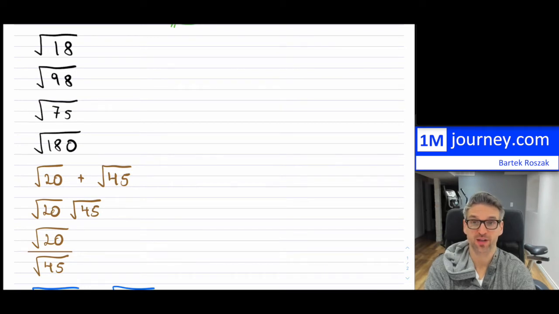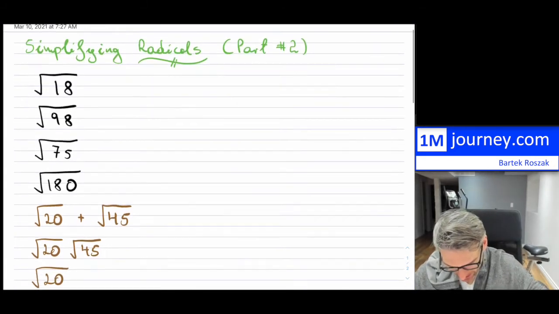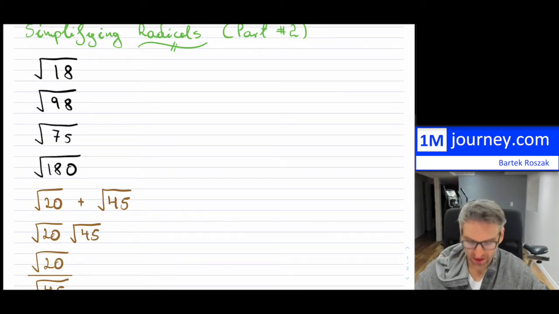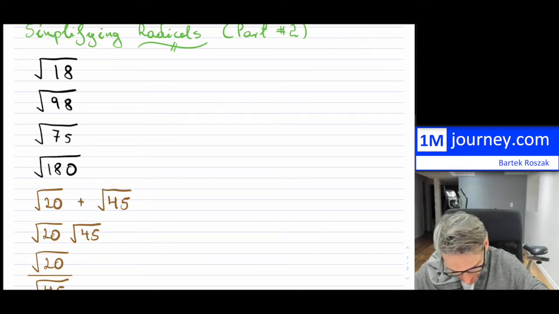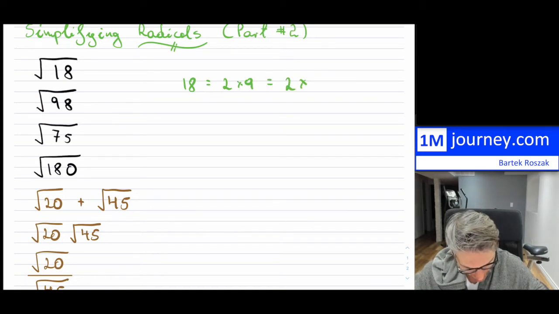All right, so let's get started, and then hopefully when I'm doing these, you're going to learn what to do. So here is example number 1. I'm going to go through them one by one. So notice 18, I'm going to take the square root of 18. And in order to simplify this, I'm going to prime factorize 18 completely. So I know that 18 is equal to 2 times 9, and this is going to be equal to 2 times 3 times 3, or simply 2 times 3 squared.